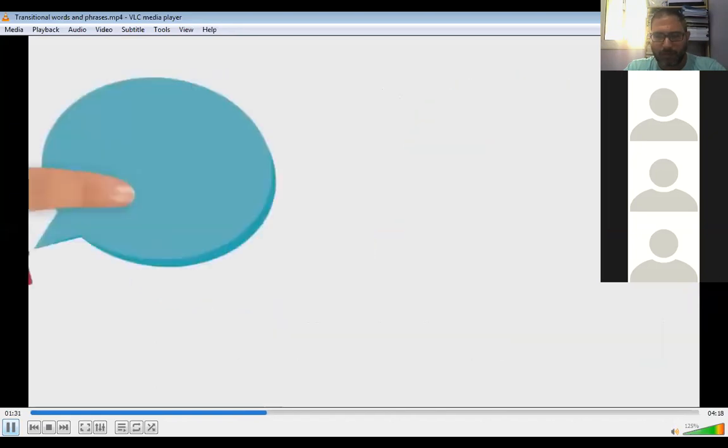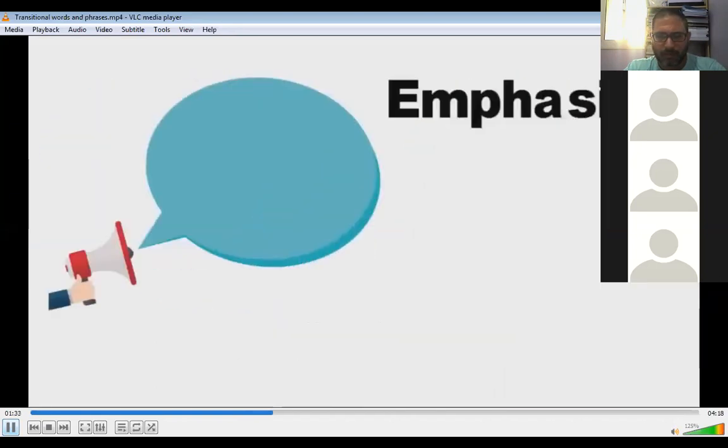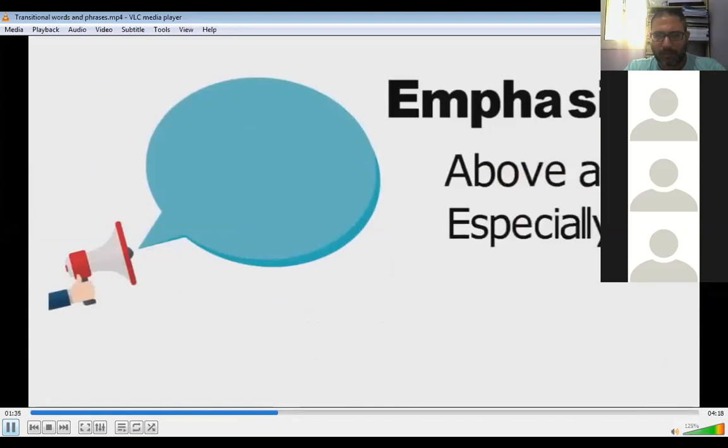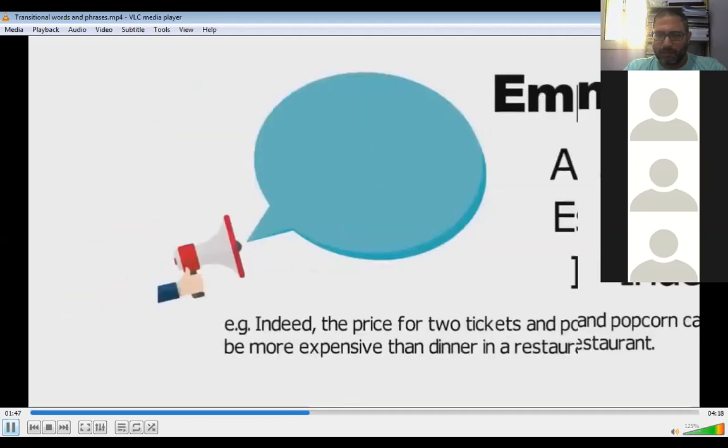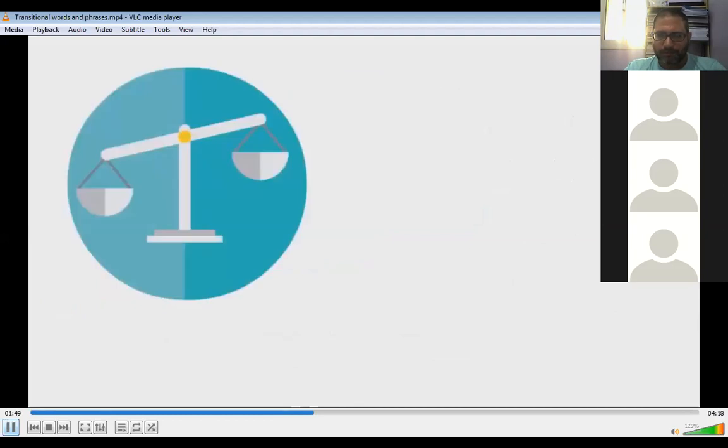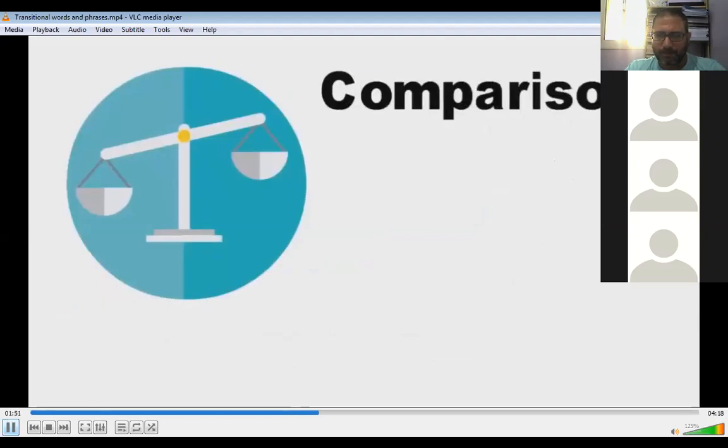For emphasis, use words such as above all, especially, or indeed. For example, indeed, the price for 2 tickets and popcorn can sometimes be more expensive than dinner in a restaurant. Emphasis, like to make sure of something, to make something certain. You can use those words and so on, as you can see. For comparison, use words such as similarly, in the same way.